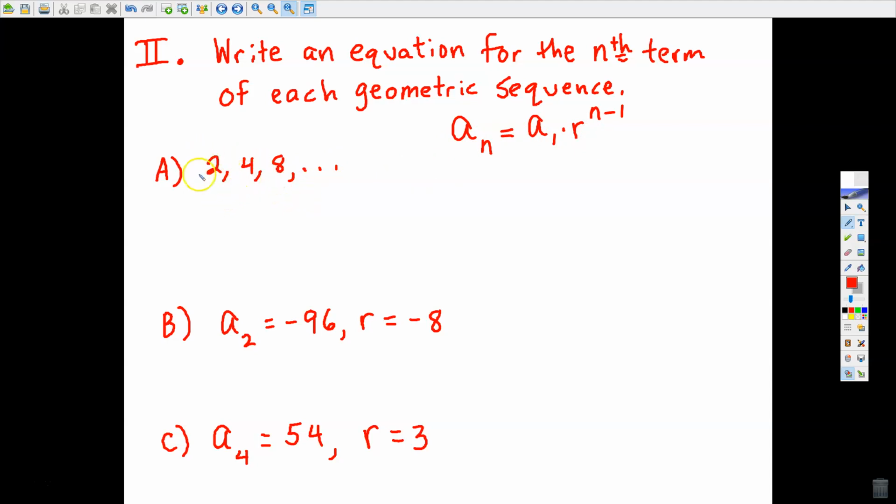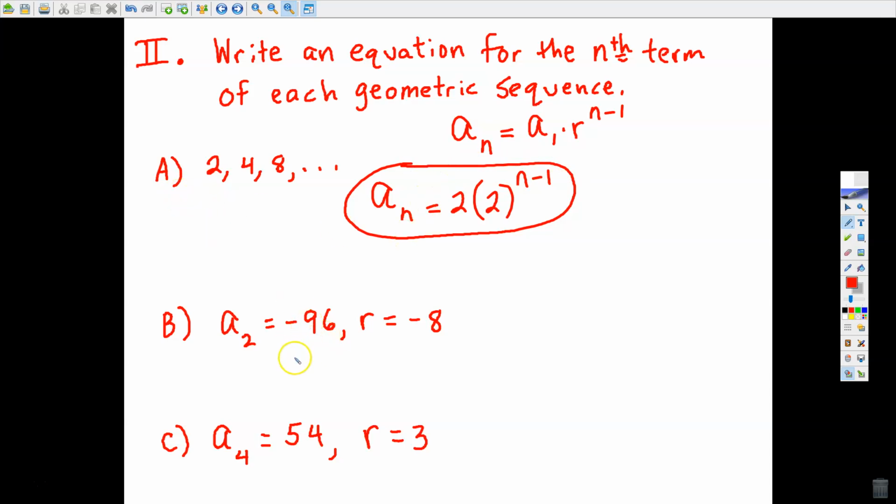We're going to leave it open. It really amounts to this: if we're given the first term like we are here, then we know what a sub 1 is. The only thing we've got to come up with is what r is. You can probably tell that r is 2. 4 divided by 2 is 2. 8 divided by 4 is 2. So the equation for letter A will be a sub n. I can find any nth term by taking the first term, which is 2, multiplying by r, which is also 2, and raising that to the n minus 1 power. That is my answer for example A.